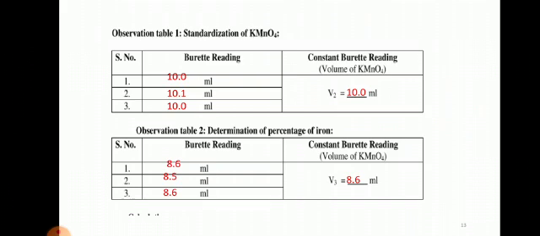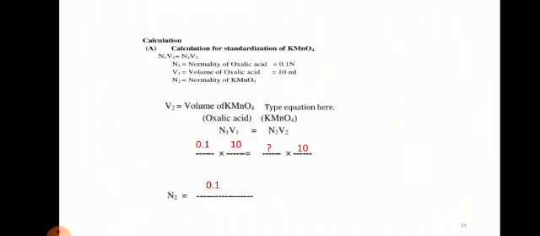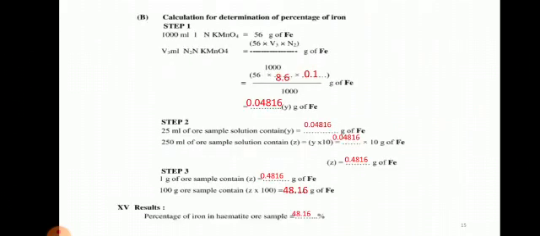These are two observation tables for the standardization and the determination of percentage of iron. We are going to take 3 readings and we are going to make an average of this. That average is used for the calculation. Here I showed you the calculation, and from this calculation we will see that the given hematite ore contains 48.16 percentage of iron.